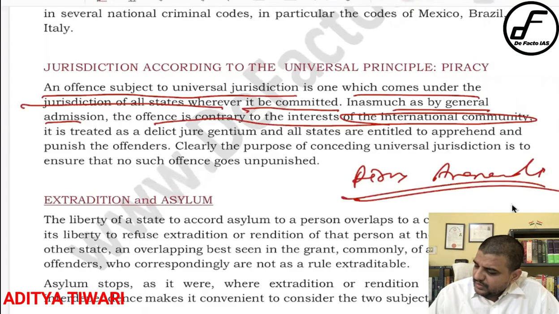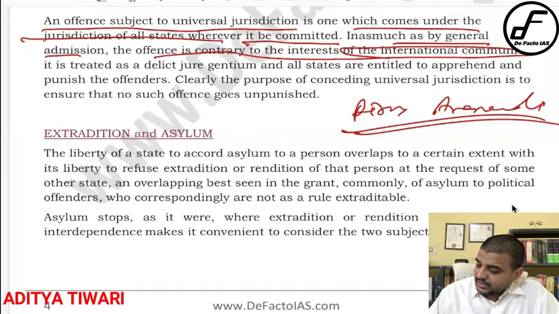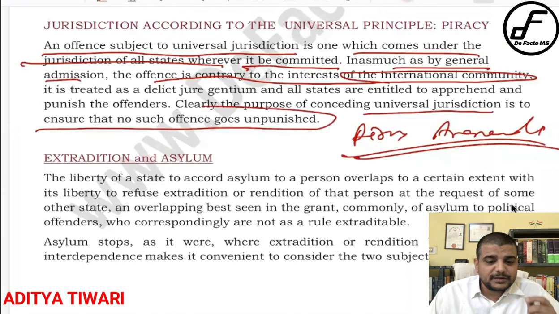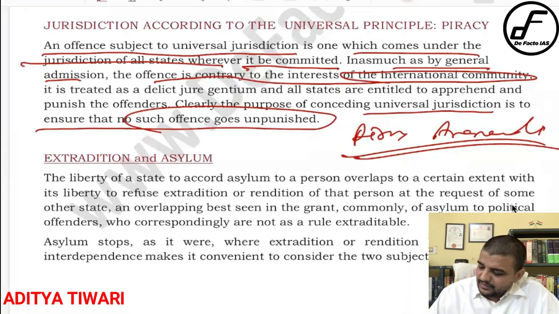Similarly, it is written clearly that the purpose of conceding universal jurisdiction is to ensure that no such offense goes unpunished, right? So it will be in the interest of every country if that person, that pirate, is punished, okay. Now, I've given a very brief meaning of this.